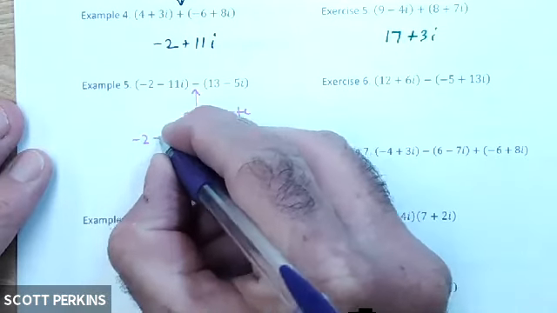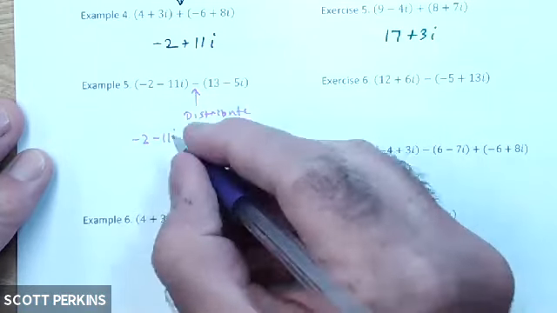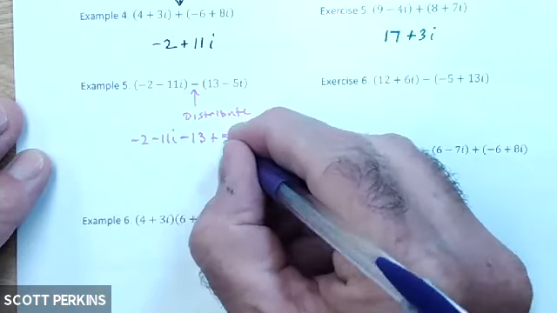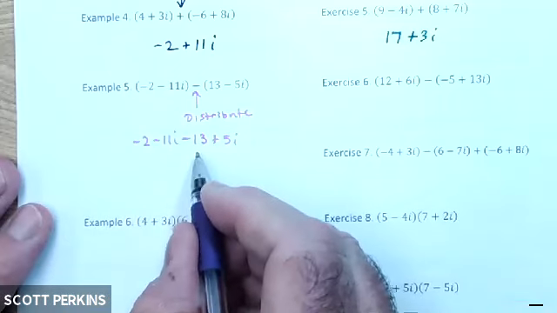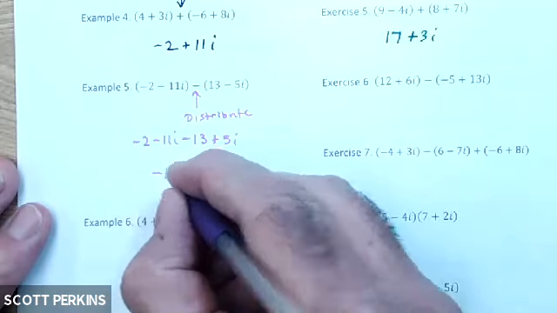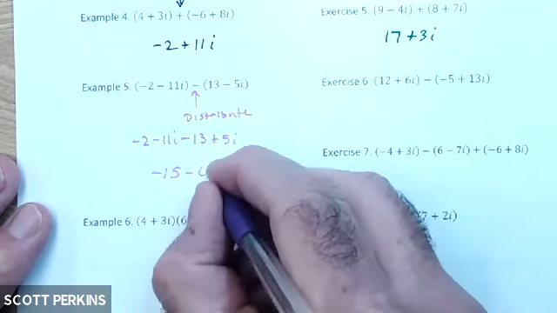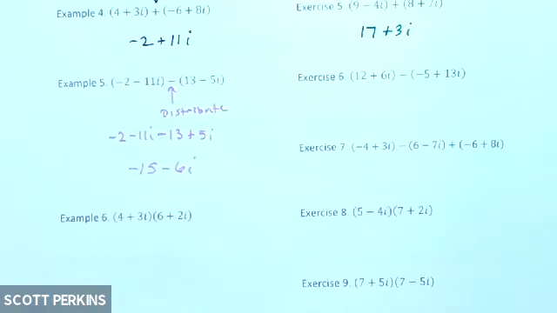So I've got -2 minus 11i, and now I'm going to distribute the negative. So a negative times the positive 13 is -13, and a negative times the negative 5i is plus 5i. Now I'm ready to collect the like terms, just like we did on the previous problems. My real parts are the -2 and the -13, so that becomes -15. The imaginary parts are -11i plus 5i, and that is -6i. So distribute, then collect your like terms. And do that on exercise 6, the one right next to it, please. Same thing.